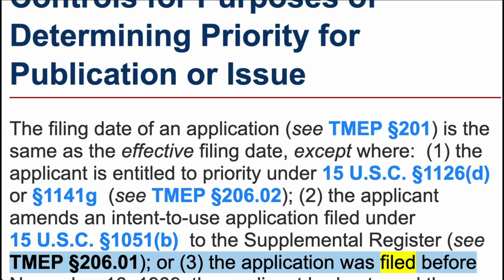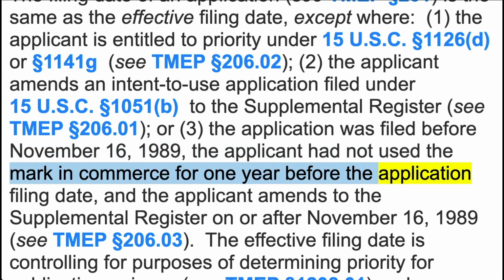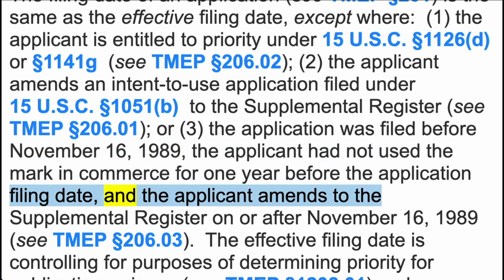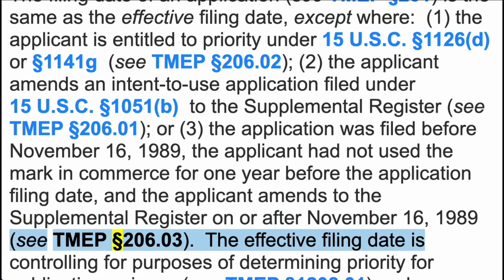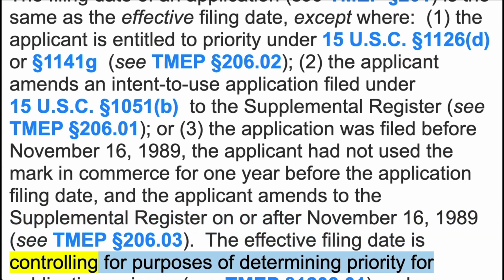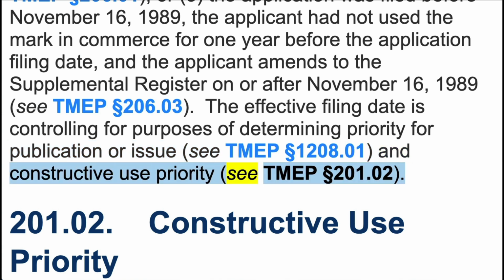3. The application was filed before November 16, 1989, the applicant had not used the mark in commerce for 1 year before the application filing date, and the applicant amends to the Supplemental Register on or after November 16, 1989. See TMEP Section 206.03. The effective filing date is controlling for purposes of determining priority for publication or issue, see TMEP Section 1208.01, and constructive use priority, see TMEP Section 201.02.